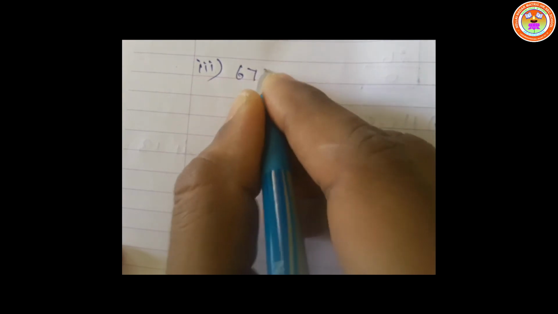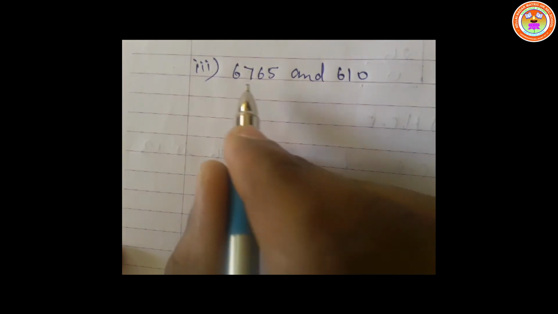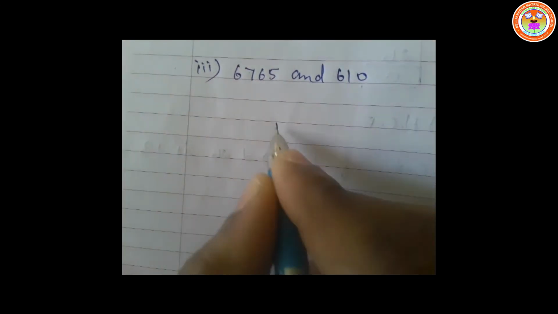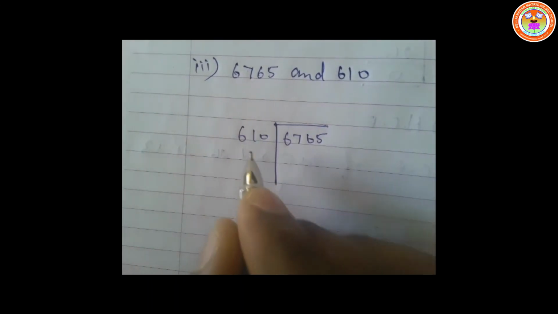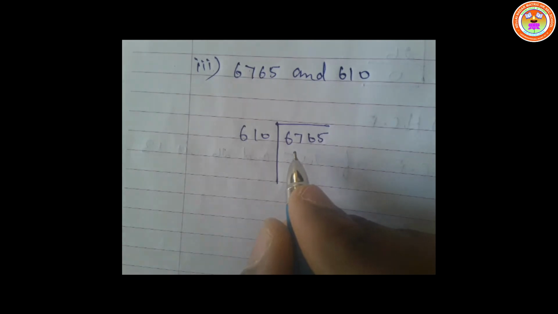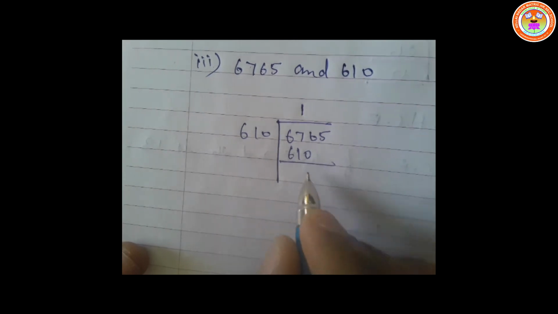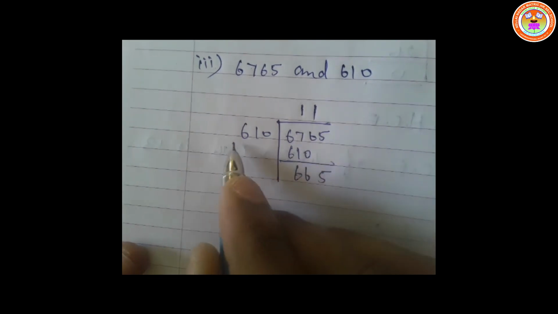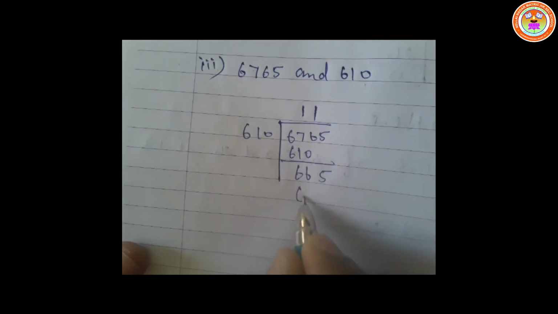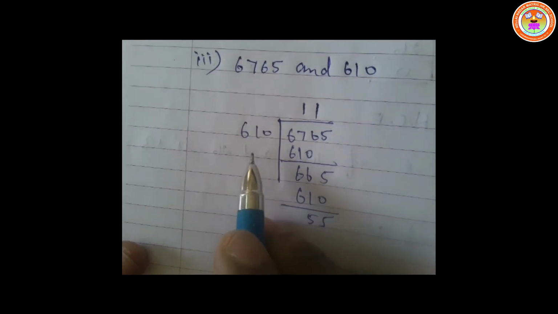Now the third subdivision is 6765 and 610. Which is the bigger number among these? 6765. So the smaller number you put outside. Now you divide it. How many times? 1 time. 1 times 610 is 610. So the remainder is 66. Bring down the next number 5. So again 1 time, 1 into 610 is 610. The remainder is 55. This 55 is smaller than 610.